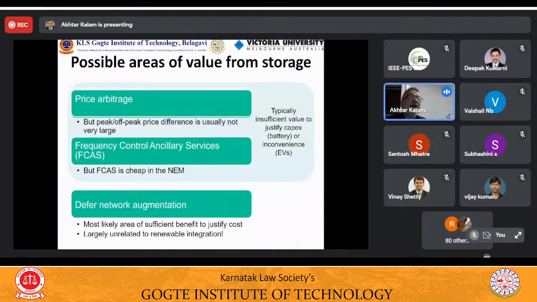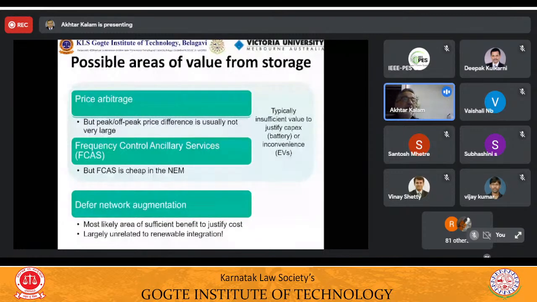Now look at some of the areas which are of value from a storage point of view. I want to emphasize that the power system requires both generation and load to be in balance. Because if you want your power system to operate safely, then both generation and load have to be in balance. If there is a variation in generation without a variation in load, then the frequency will deviate. At an extreme level, you are going to have failures and blackout. This is what happened in South Australia.